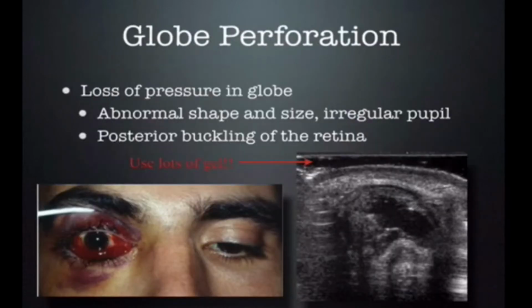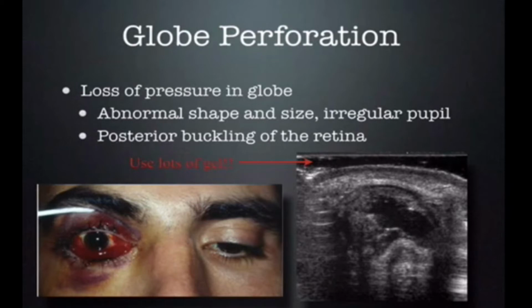Globe perforation. This is something we all worry about when we see a patient coming in who has a history of trauma or was hammering metal. Generally, a large rupture of the globe will lead to loss of volume in the vitreous. Therefore, you'll have an abnormal shape and size to the globe.